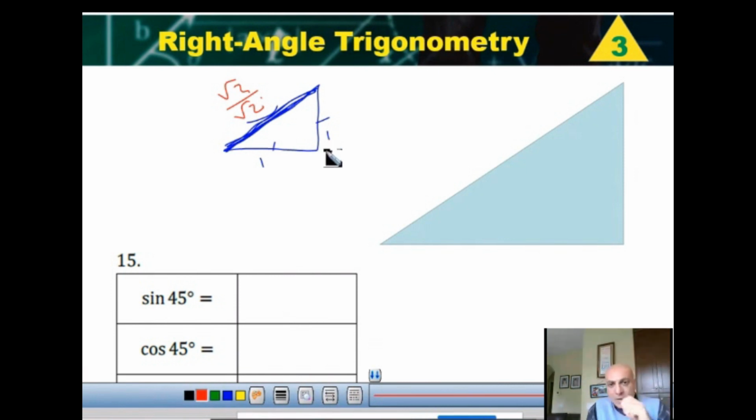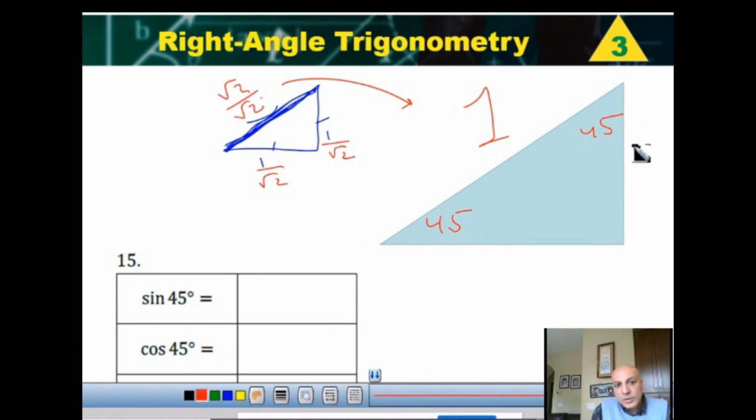But since this is a ratio, whatever you do to one side, you're going to affect the other 2 sides as well. All 3 sides are going to be affected. So this also has to be divided by square root of 2, and this has to be divided by square root of 2. Looking at it from a clean perspective, that's going to be a hypotenuse of 1. This is 45, by the way, and this is 45. And this side is going to be 1 over square root of 2, which, if you remember the very last one we did, you just have to clean up a little bit to make it proper.